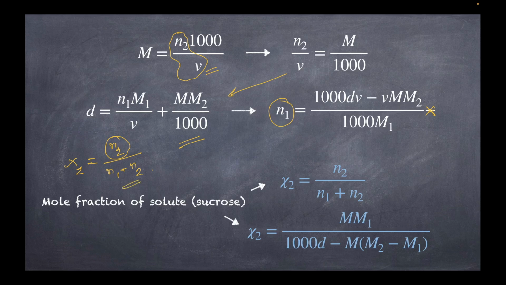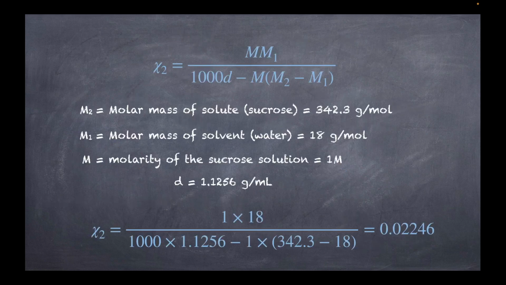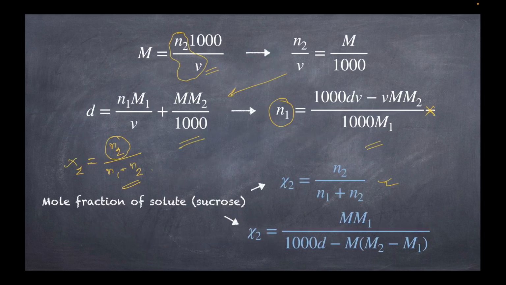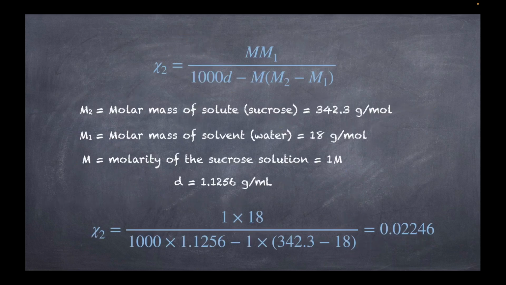So we know the expression of n1 now from this expression. So we can put the expression here in the expression of chi2. So chi2 will be equal to just M, capital M, which is the molarity of our solution, times capital M1, that means the molar mass of the solvent, divided by 1000 times density minus capital M and the M2 minus M1. Now we know here in this expression, we know all the values.